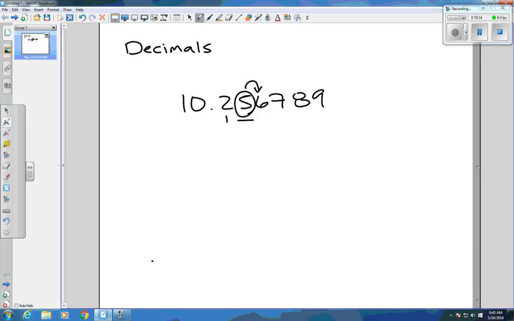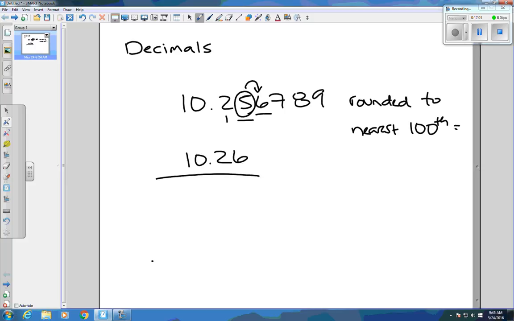So I am telling you to round 10.256789 to the nearest hundredth. You look, you see that the 6 is greater than 5, so you're going to take that hundredth spot up 1 value point, okay? So 10.256789 rounded to the nearest hundredth equals 10.26. You have to know how to round your numbers.